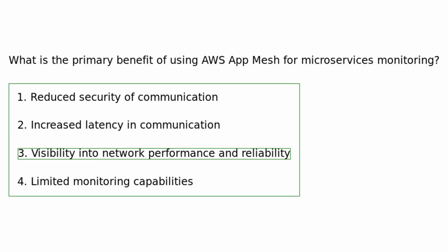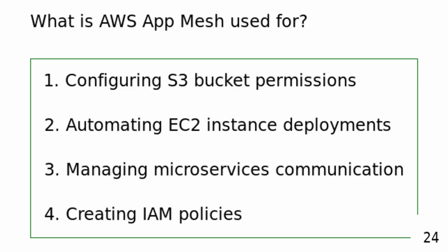The primary benefit of using AWS App Mesh for microservices monitoring is the visibility it provides into network performance and reliability, helping to identify and troubleshoot issues efficiently. What is AWS App Mesh used for?